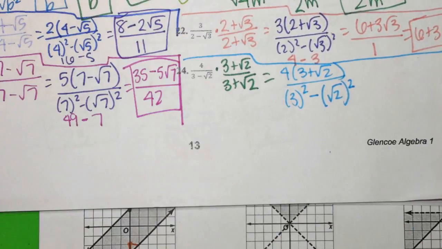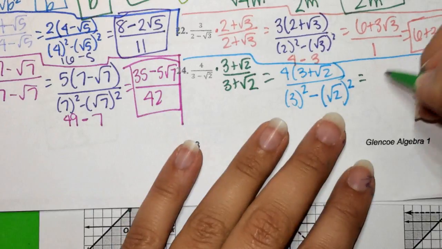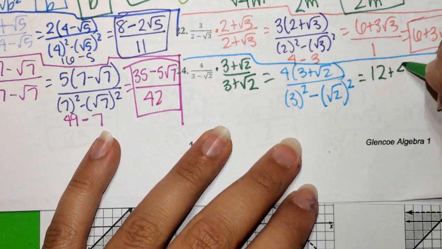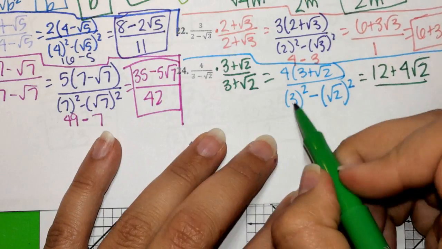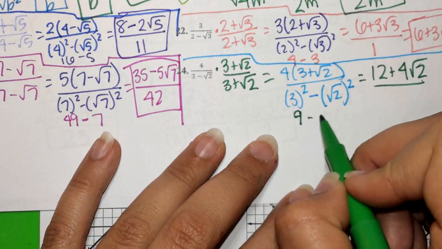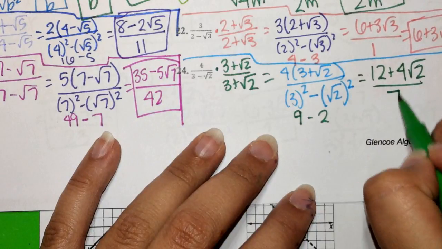Are we sure? All right, now we have 4 times 3, which is 12, 4 times root 2, which is 4 root 2, and then what's 3 squared? 9. And root 2 squared is 2, and 9 minus 2 is 7.